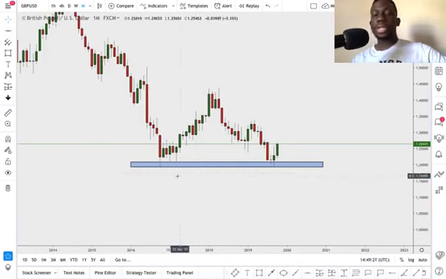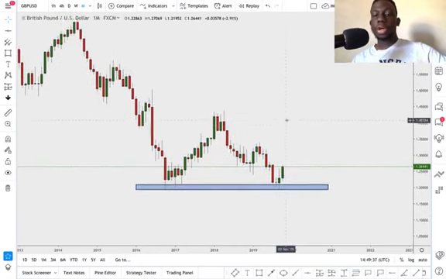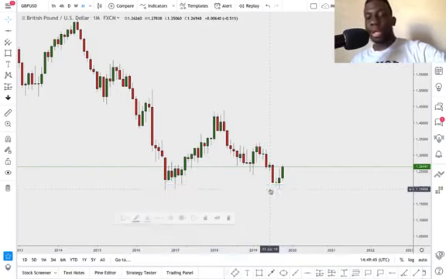So all I'm trying to say in essence is that there's a very high chance that GBP USD is going to reverse out of here to the upside. Okay, and this is because obviously we can see some form of a double bottom forming on GBP USD at the moment on a monthly time frame.